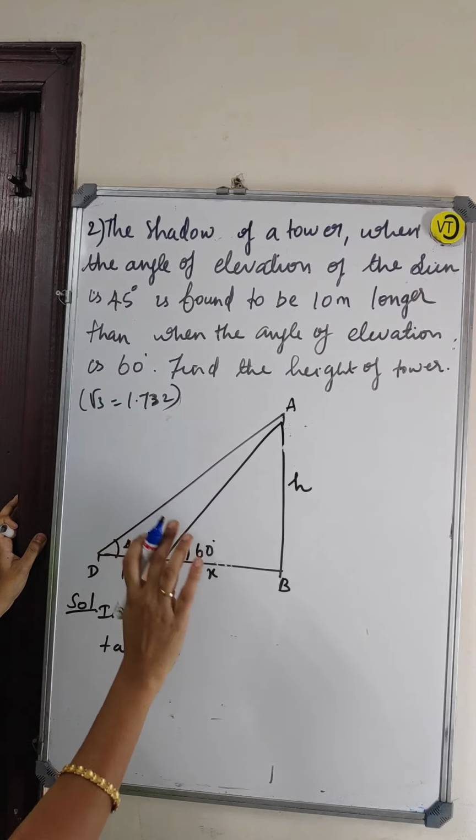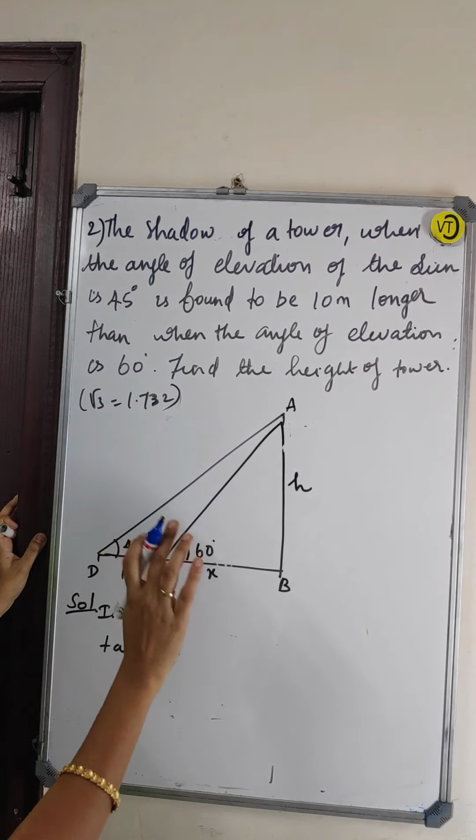Now the next. In triangle ABC, tan 60. Tan 60 is equal to what? h by x. Tan 60 is root 3. So root 3 equals h by x. I want the value of the height of the tower, h. In the place of x, I can replace. x is equal to what? h minus 10. In the place of x, I can write h minus 10.